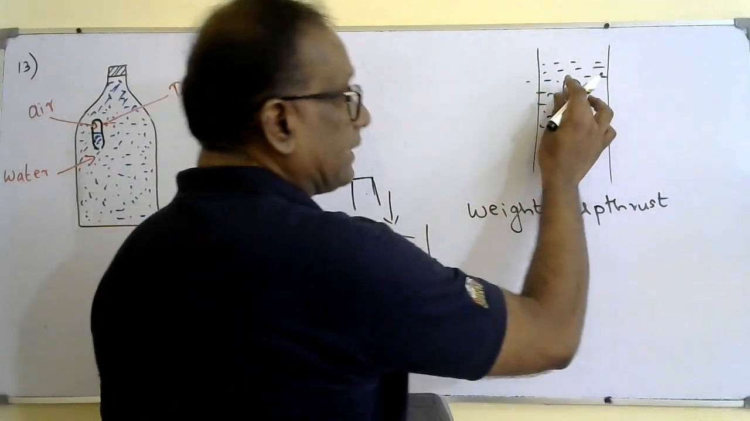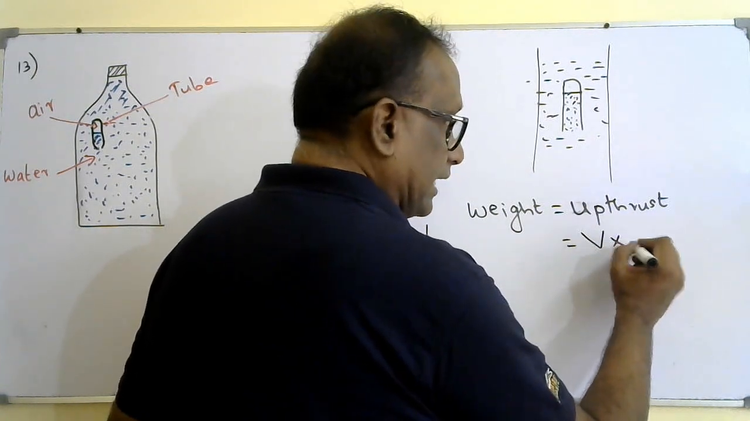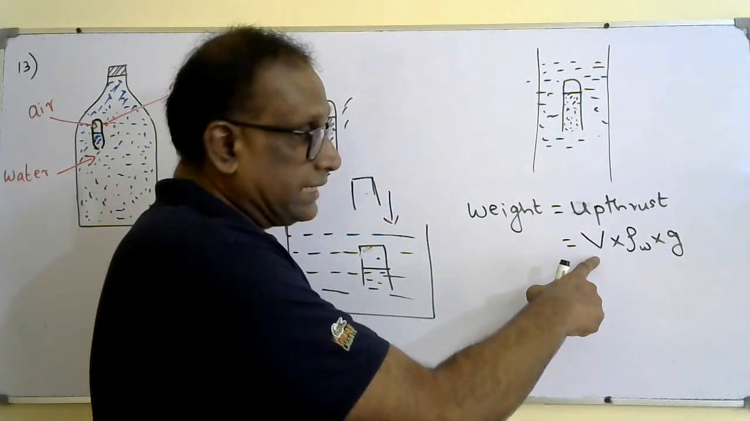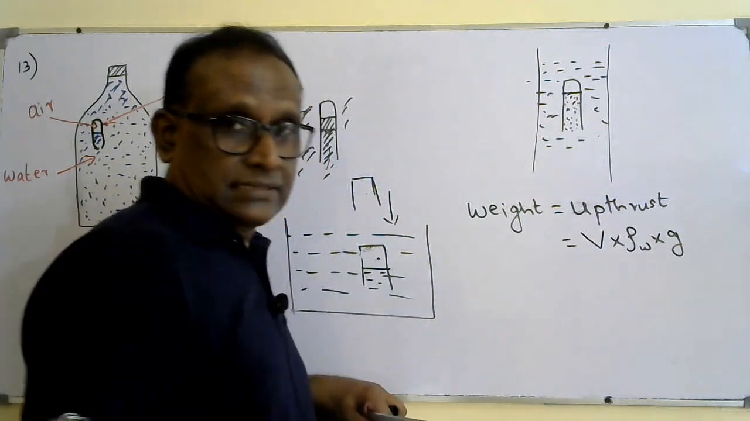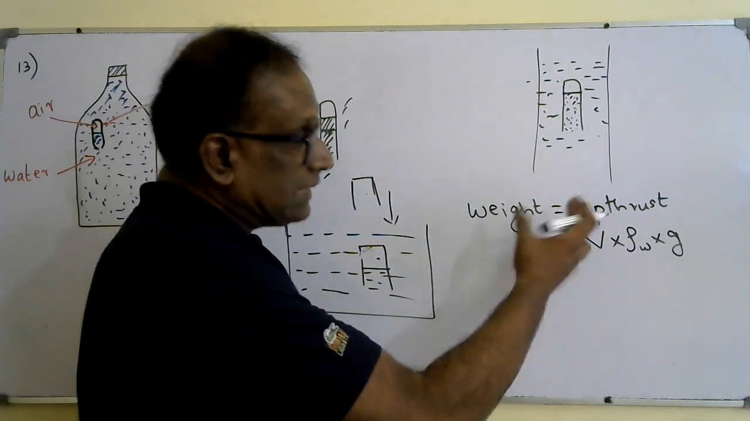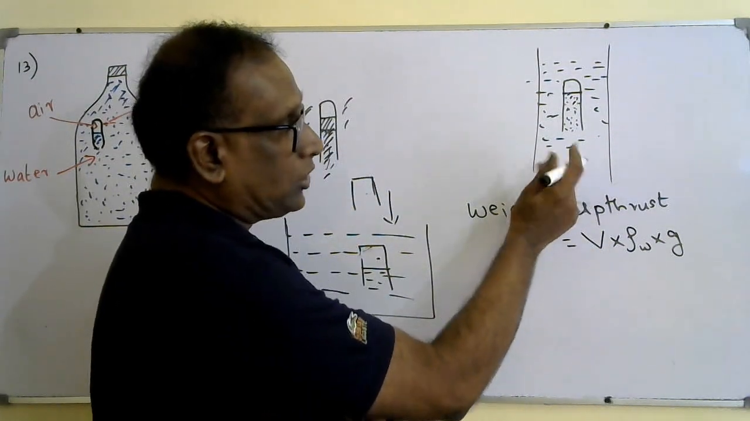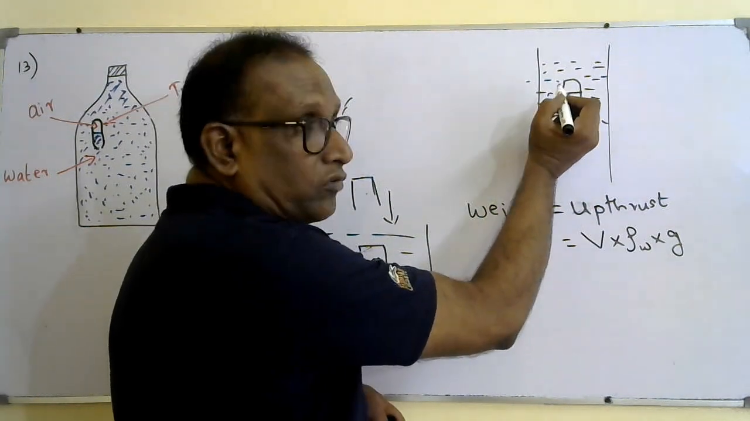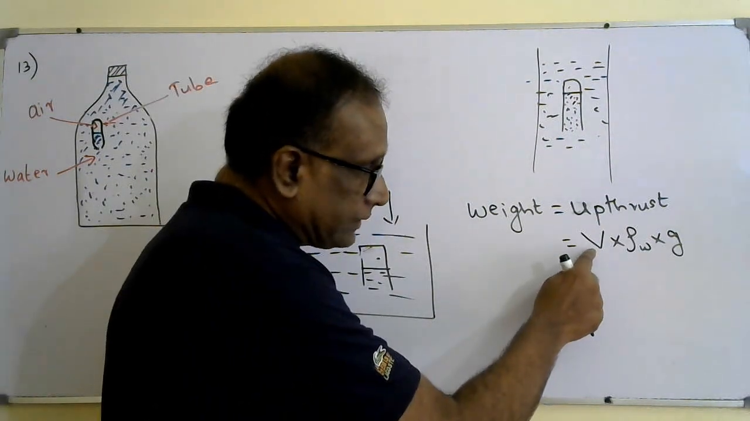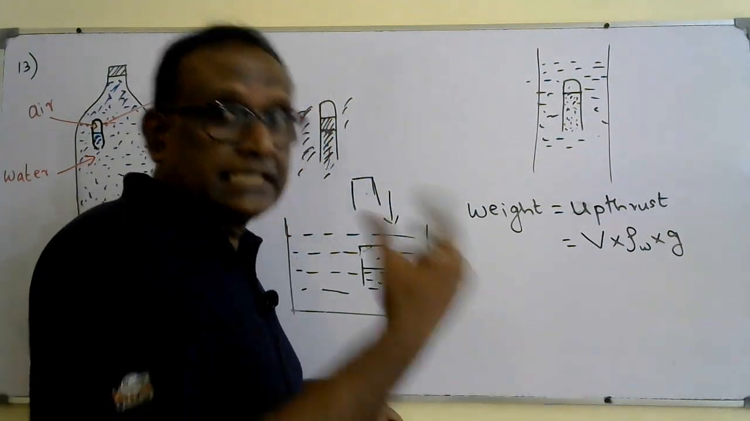Upthrust is equal to the volume of the trapped air times the density of water times g. Now the volume of the trapped air is decreasing, so upthrust will decrease, while the weight remains the same as earlier. When you squeeze the bottle, more water is pushed in, so the volume of the trapped air decreases, the weight of the displaced water decreases, and upthrust decreases.